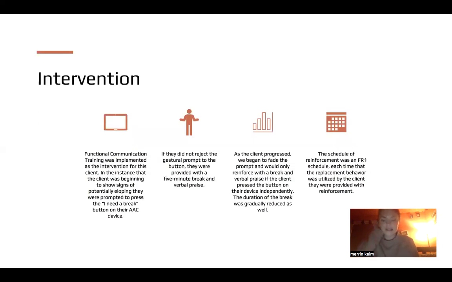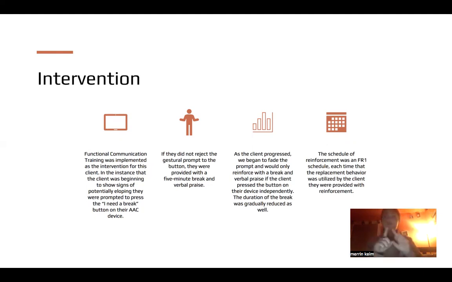So after the assessment was conducted, the antecedents were understood, the consequences of the behavior, the intervention was decided upon. It was decided upon that functional communication training was going to be implemented as the intervention for the client. So within this intervention, in the instance that the client was beginning to show any preliminary signs or potential signs of eloping, they were prompted to press the I need a break button on their AAC device.